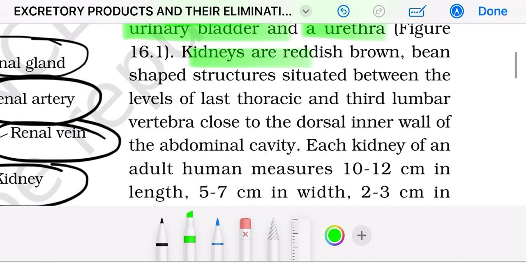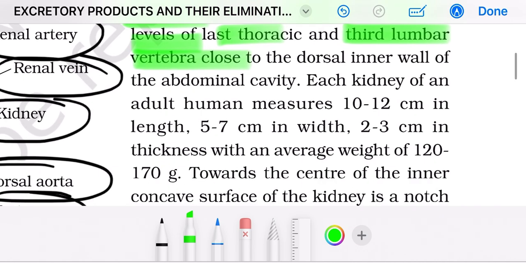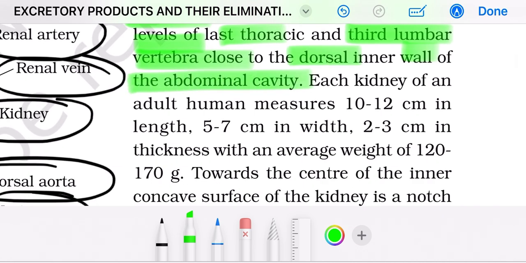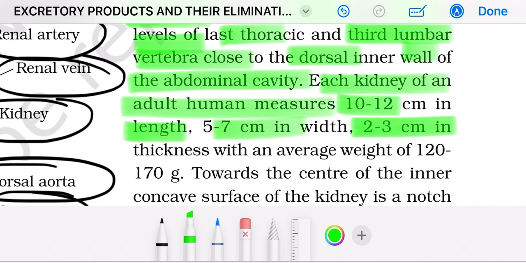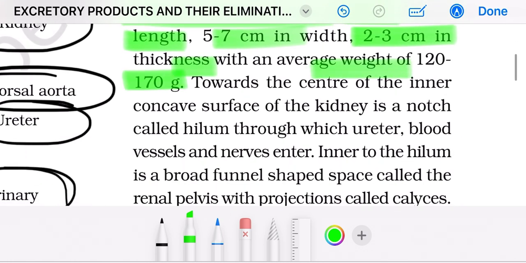Kidneys are reddish brown, bean-shaped structures situated between the levels of the last thoracic and third lumbar vertebra, close to the dorsal inner wall of the abdominal cavity. Each kidney of an adult human measures 10 to 12 cm in length, 5 to 7 cm in width and 2 to 3 cm in thickness, with an average weight of 120 to 170 grams.